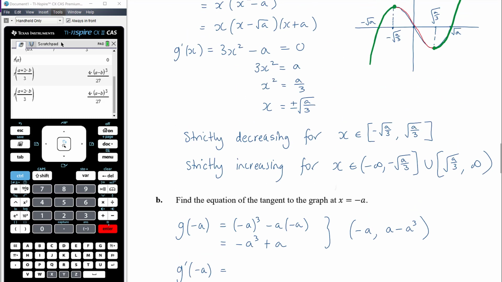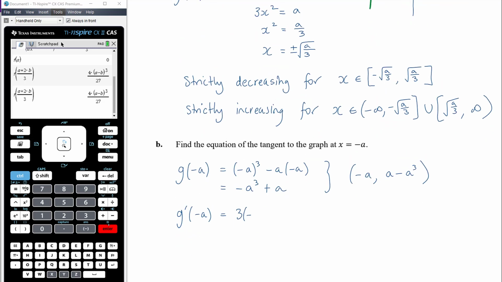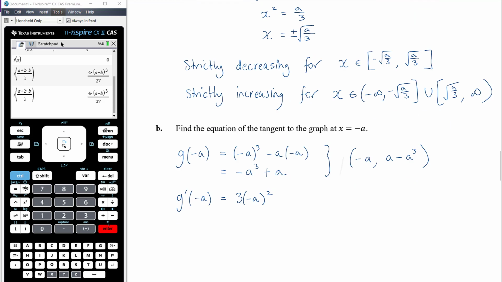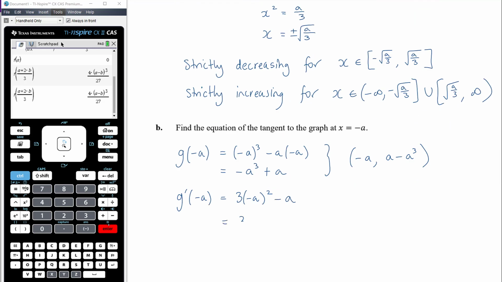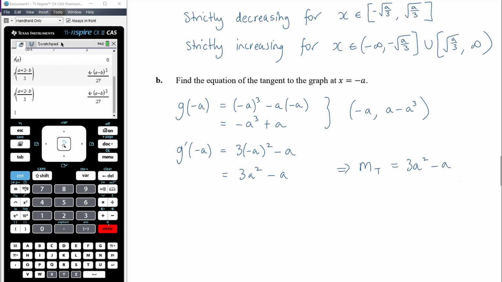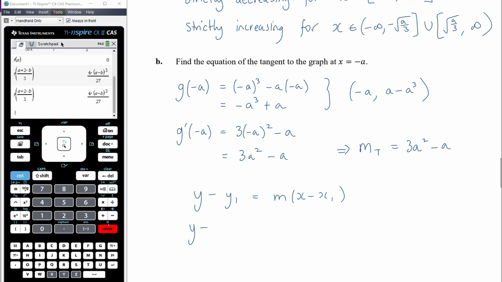We've already calculated g dash x up here, so let's sub into that: 3 times negative a squared, minus a. So the gradient is 3a squared minus a. So this tells us that the gradient of our tangent is 3a squared minus a. Sorry, that a is a bit illegible. Okay, so we've got gradient and a point. So y minus y1 equals gradient times x minus x1. So y minus the y coordinate of our point, a minus a cubed, equals the gradient, which is 3a squared minus a, times x minus the x coordinate, so x minus minus a, so that's x plus a.